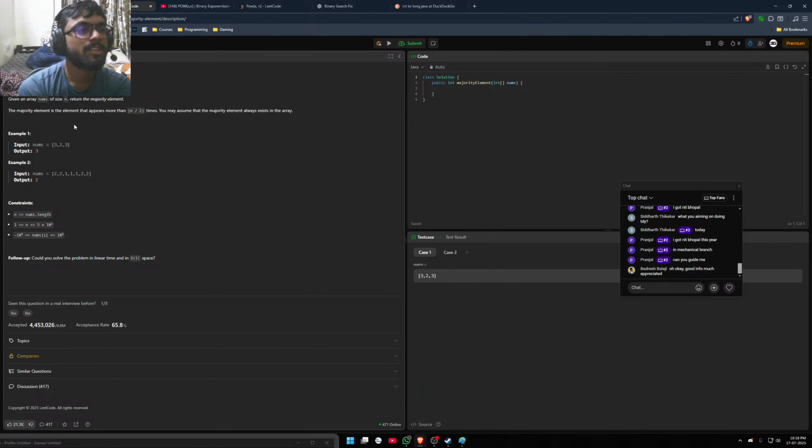Given an array nums of size n, return the majority element. The majority element is the element that appears more than n by 2 times. You may assume that the majority element always exists in the array. Okay, always exists. Okay.